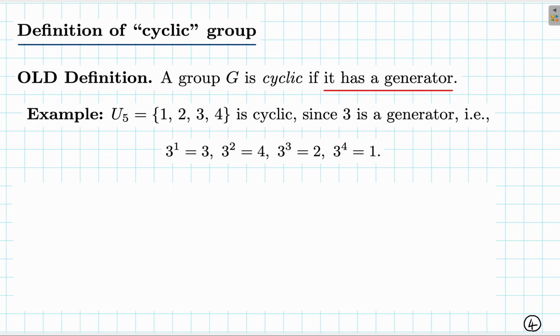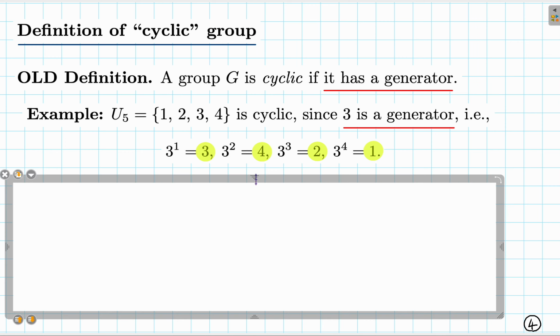For instance, we said that U5, a multiplicative group containing 1 through 4, is cyclic because it has a generator, namely 3. How do we know? Well, if we take powers of 3, 3 to the first, 3 squared, 3 to the third, 3 to the fourth, all mod 5, then we get all of U5 back. That makes 3 a generator of U5, and therefore U5 is cyclic.